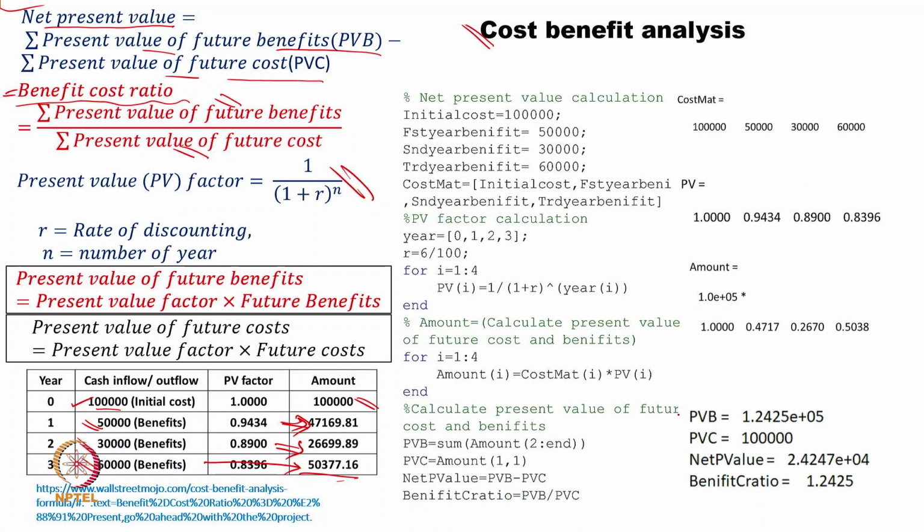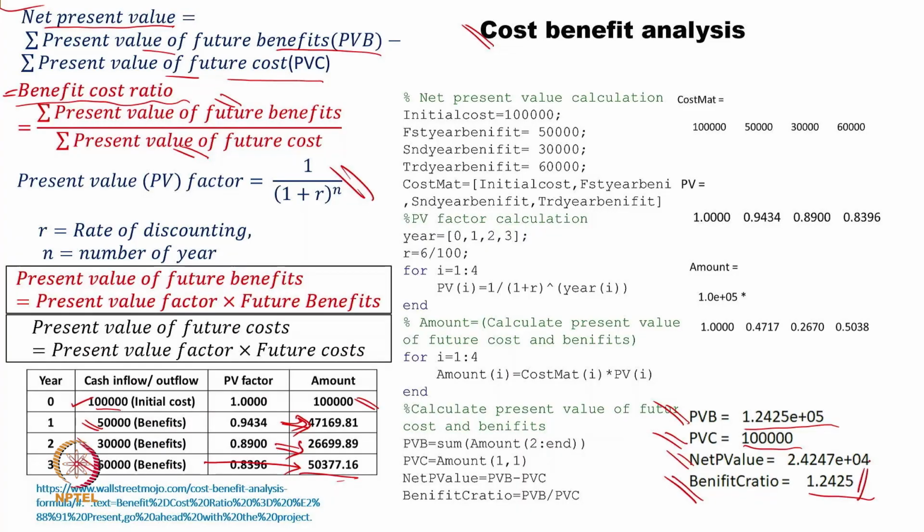It turns out that the PVC is already 100,000, with a benefit we are getting of roughly 124,000. So the net benefit has been shown as 24,247. The benefit to cost ratio turns out to be 1.2425. If this is the case, we can take this as a suggestion, a decision, and we can go ahead with the preventive measure to get overall results, and we can implement it.